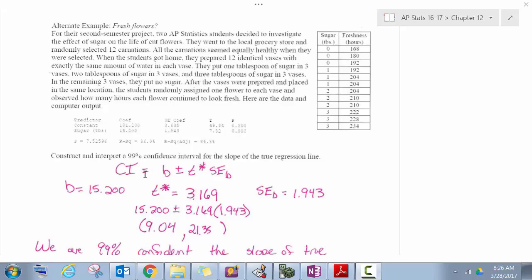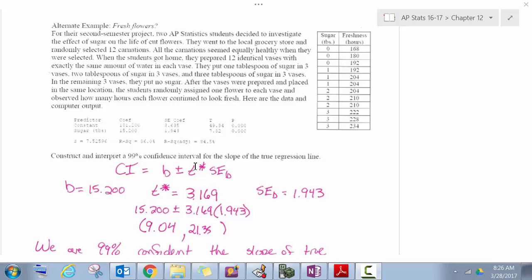So we want to construct and interpret a 99% confidence interval for the slope of the true regression line. Remember, our confidence interval is our point estimate, b, plus or minus our critical value, t star, times the standard error of the slope. Our b is this number right here. It's kind of hard to read, but 15.2. So we plug that in.